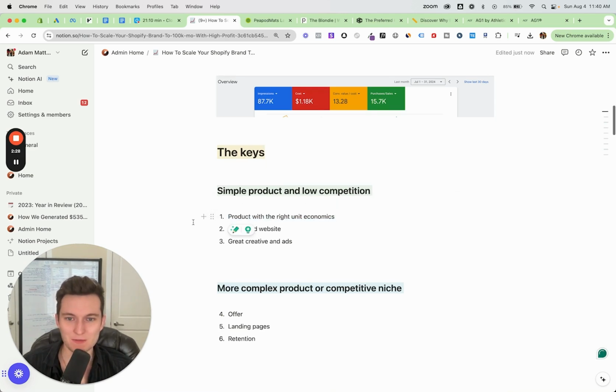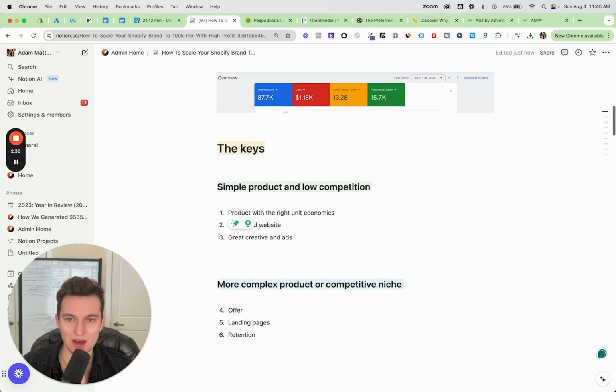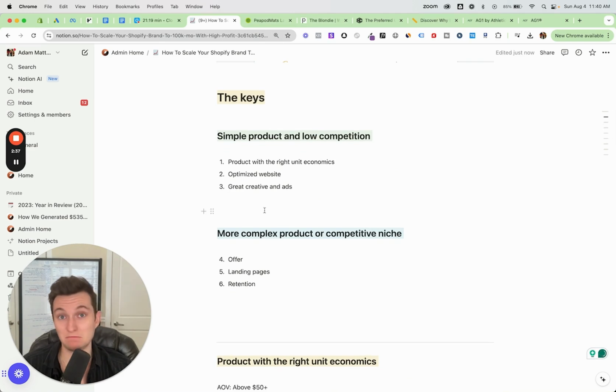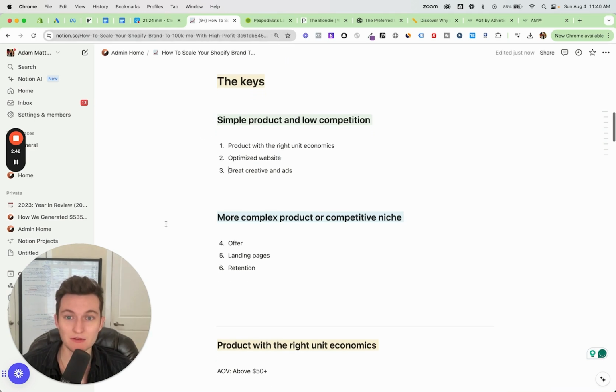But yeah, basically product with the right unit economics. We're going to touch on that. Optimized website. We're going to go through that. We're going to go through a couple of examples of a client that we actually just optimized their website, and you can see the difference in the conversion rate and how much it's going to allow us to scale them. And then great creative and ads.